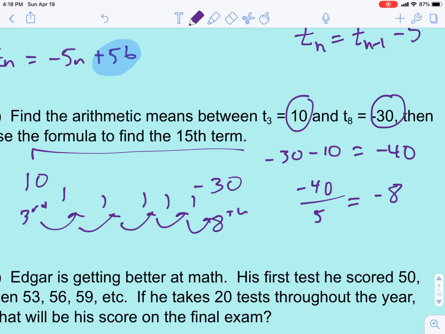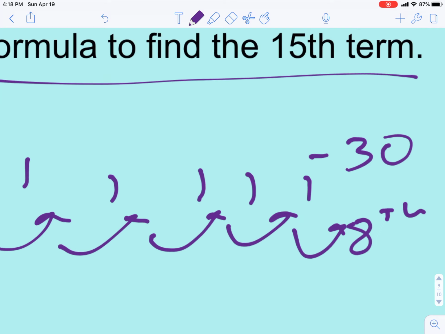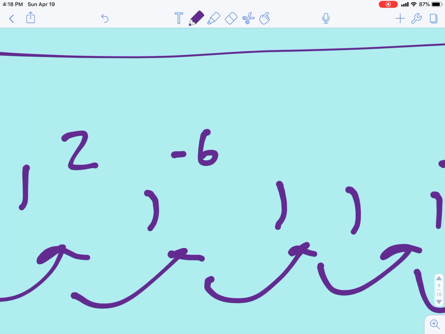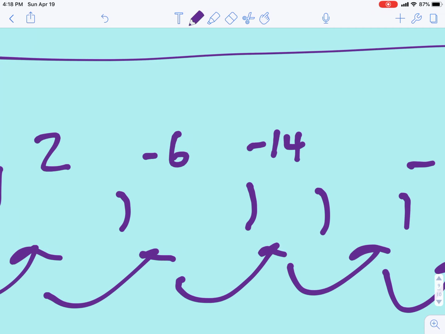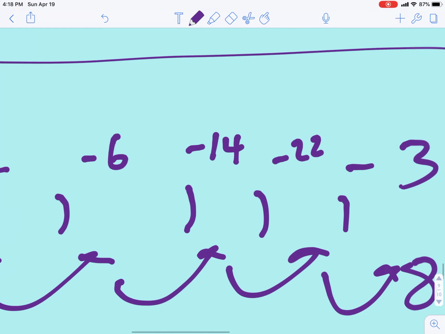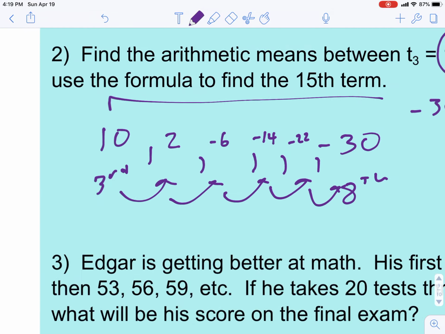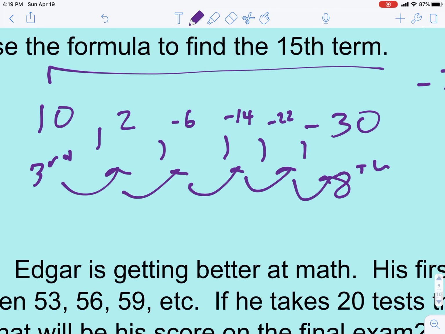Then we take that -8 and fill in: that's going to be 2, -6, -14, -22, and -22 plus -8 is -30. So we found the right d value. That's one good way to check: if you add that d value in and you don't get to the last number, double check your math, make sure you're adding correctly. If that's still not right, then go back, because you set something up incorrectly.